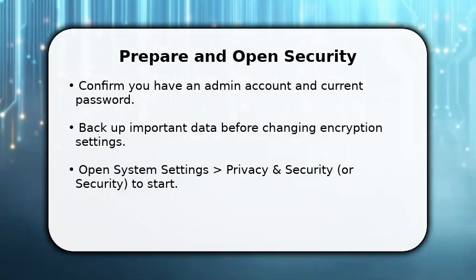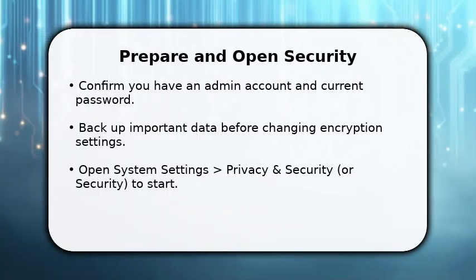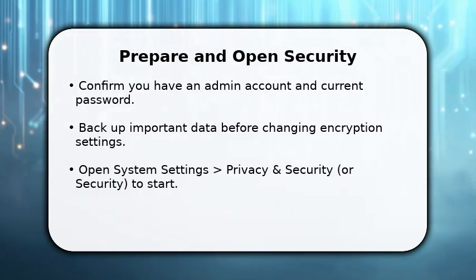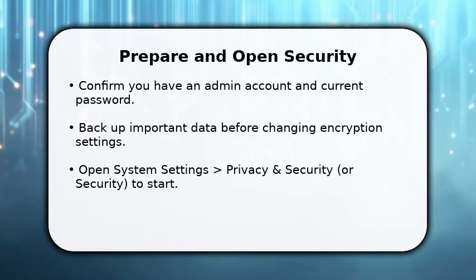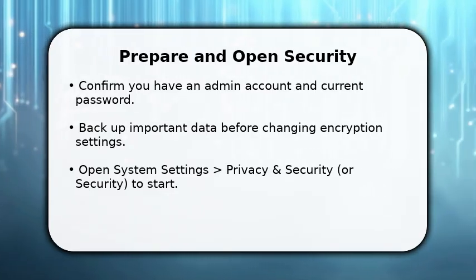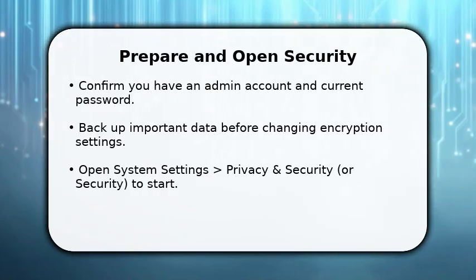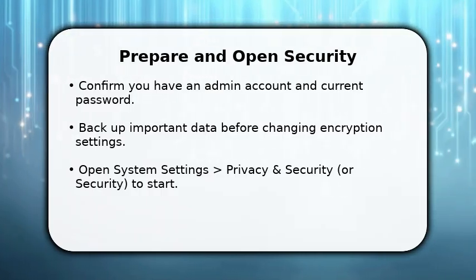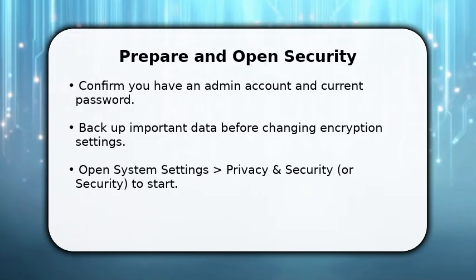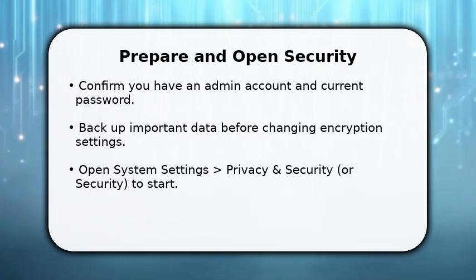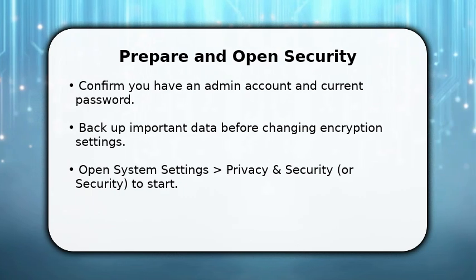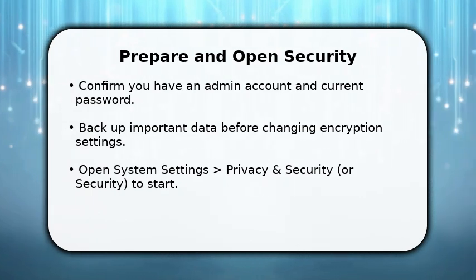Once done, open System Settings and go straight to Privacy and Security or the Security pane, where disk encryption and recovery key controls live. You'll authenticate with your password or device passcode to reveal controls. This unlocks the options you're about to change. Make sure you understand why you're disabling the key, usually to simplify access or remove cloud storage.